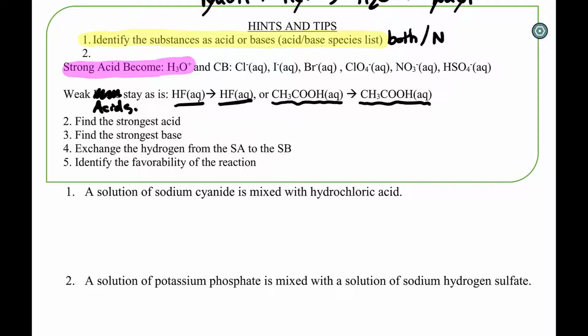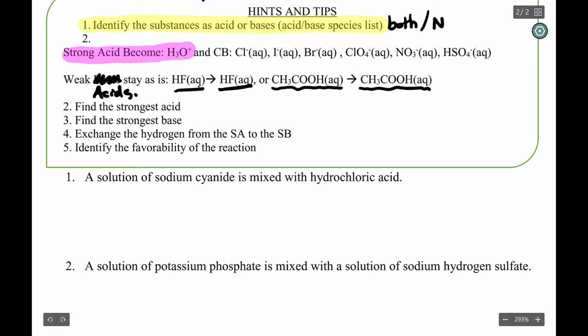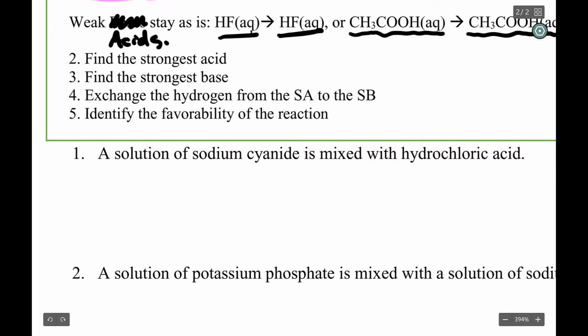Okay. All right, ionic compounds, of course, that are soluble will split into two ions. So let's start with this first question. A solution of sodium cyanide is mixed with hydrochloric acid. So in my species list, I would have water because there's a solution.